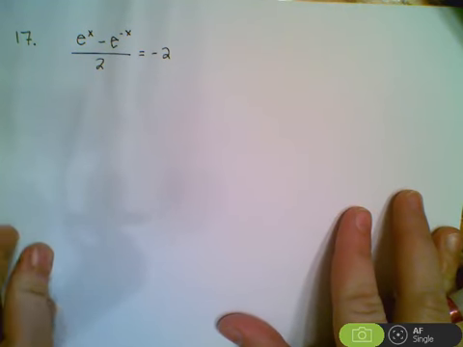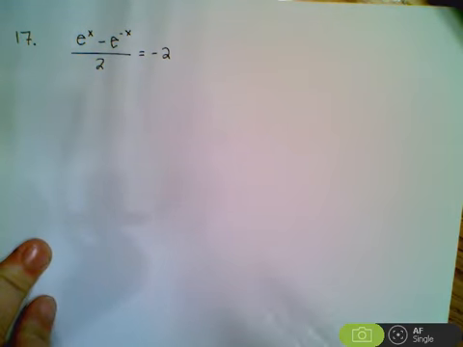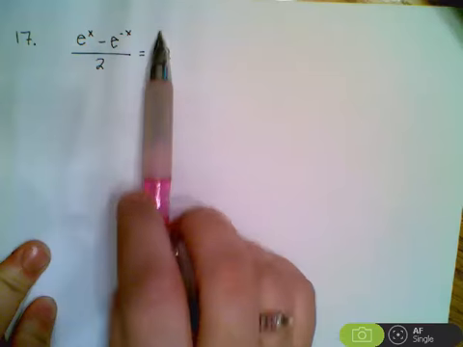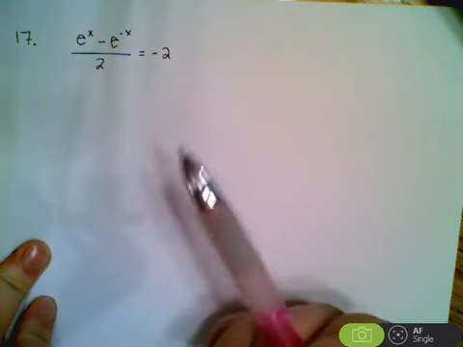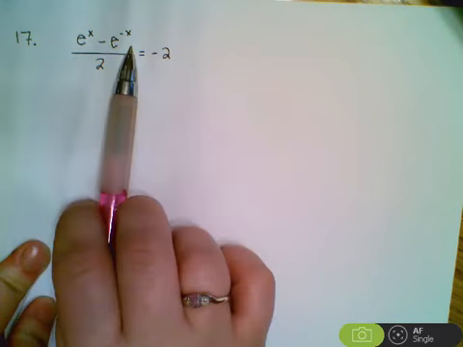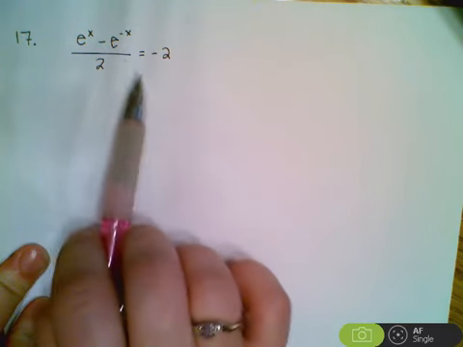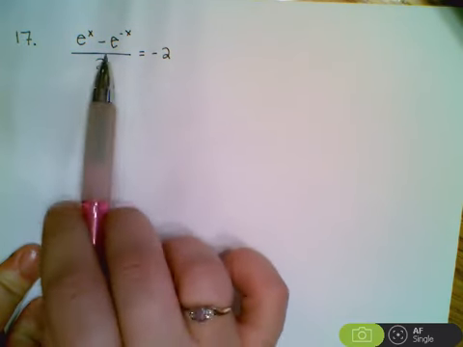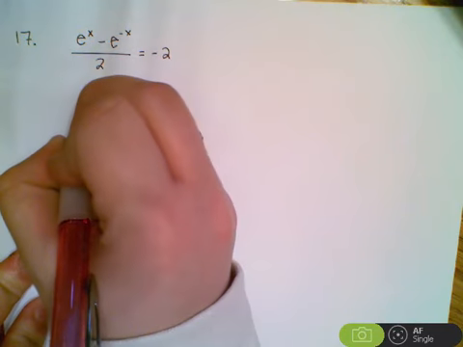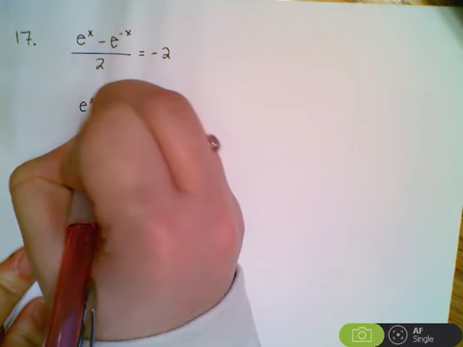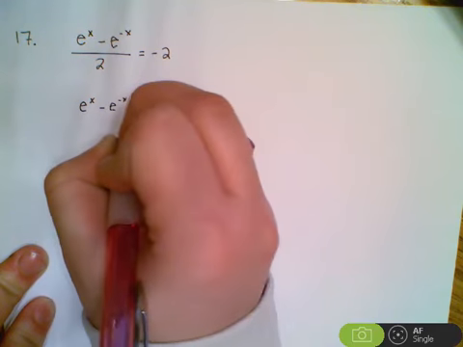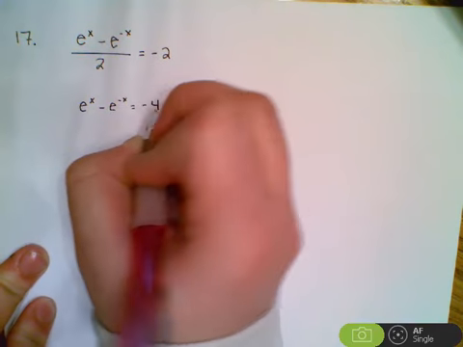This is number 17 on your logarithms review, and we're dealing with an exponential equation. So anytime we're dealing with an exponential equation, we want to try to just get the e's by themselves. So the first thing we would have to do is get rid of this dividing by 2. So we would just multiply both sides by 2. So we'd get e to the x minus e to the negative x equals negative 4.